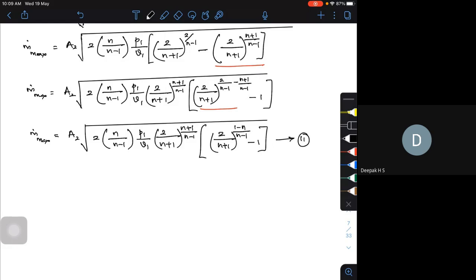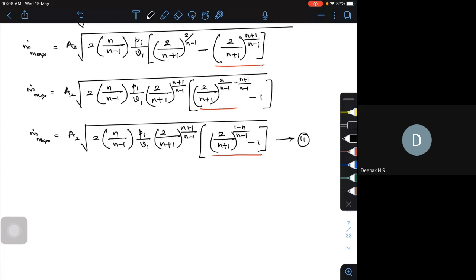See, now this is a square root. You have the square root of it. This particular quantity you can simplify further. If you want to simplify that equation, you can do that, or you can retain the same. So this is the equation for maximum mass flow rate.